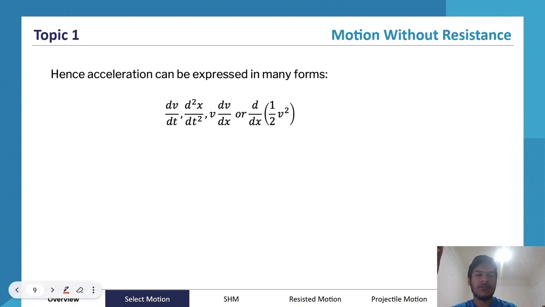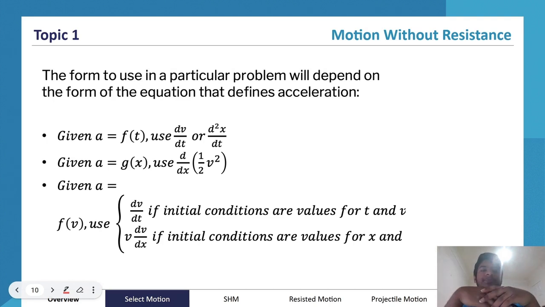Okay, jumping into picking the right equation. The form to use in a particular problem will depend on the form of the equation that defines acceleration. So given that the acceleration is a function of time, we use dv dt, or d squared x dt squared, in order to come up with a velocity or a position expression, right? So that is acceleration is purely a function of time. Like say 3t squared plus 4, clearly that is purely a function of time. Hence we can use dv dt, or we can use d squared x dt squared. Okay, and so that is going to give us a velocity as a function of time expression, or a position as a function of time expression.